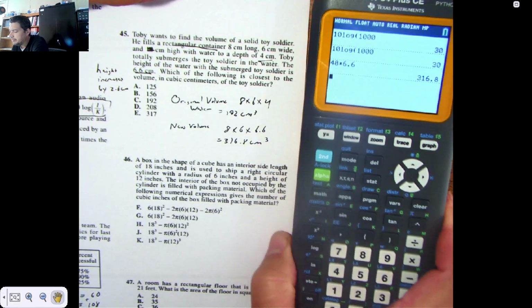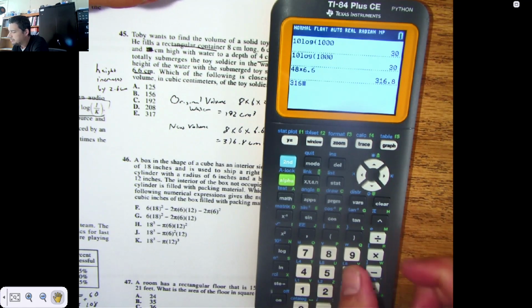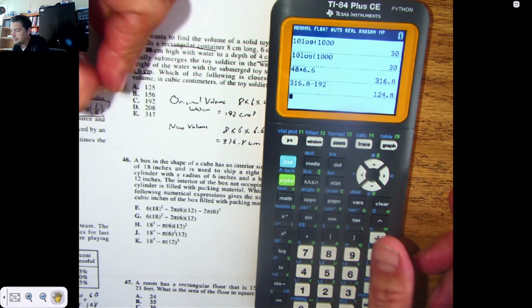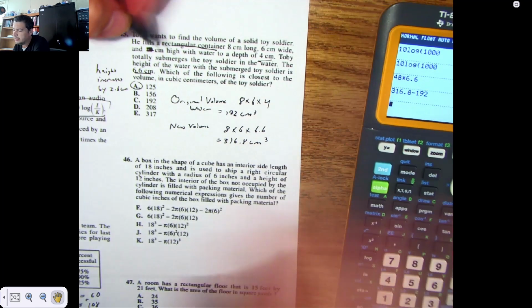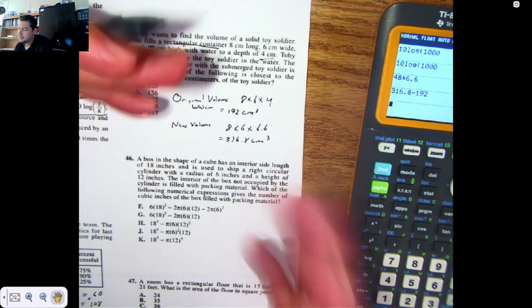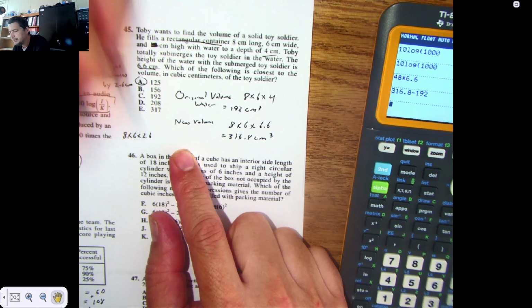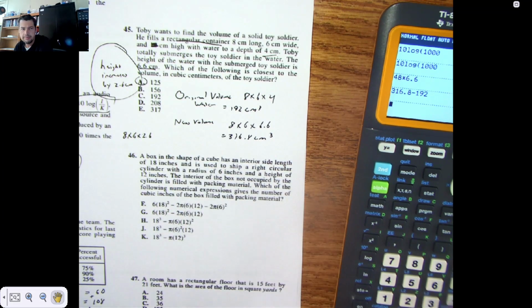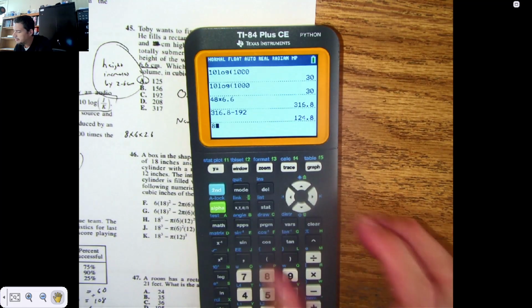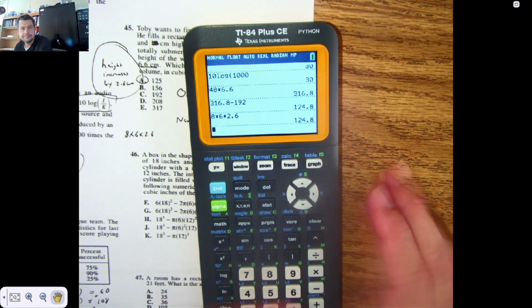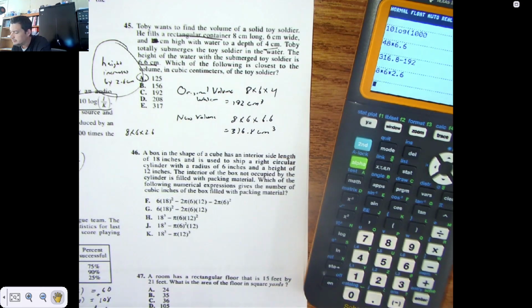And then I'm just going to find the difference. I'm going to do 316.8 minus 192. And I'm going to do choice A. Now, what I could have done instead of doing this and subtracting is I could have just done 8 times 6 times 2.6, which I noticed off to the side, but I didn't do anything with it. Would have got me the same thing. But I'm sleepy.